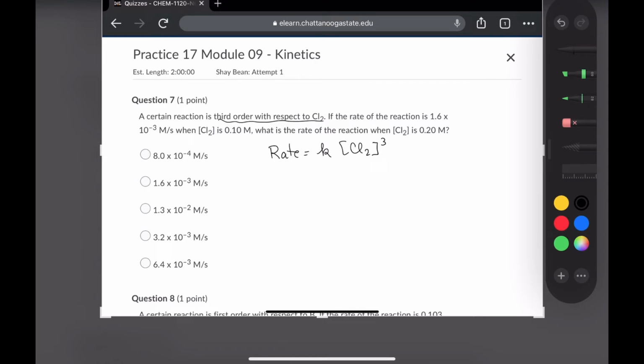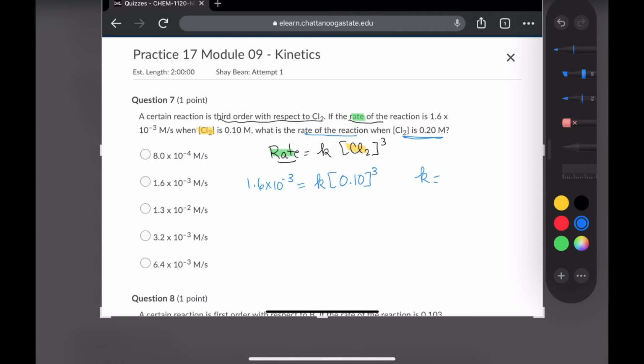That's what third order with respect to Cl2 means. So there's 2 ways I can work this. I am given the rate of the reaction with a certain concentration, which is right there. I can calculate K and then turn around and use K in the formula to answer the question. What is the rate of the reaction when this concentration is there? So I can actually do that. So 1.6 times 10 to the minus 3 is the rate. That equals K times the 0.1 cubed. And then solve for K.